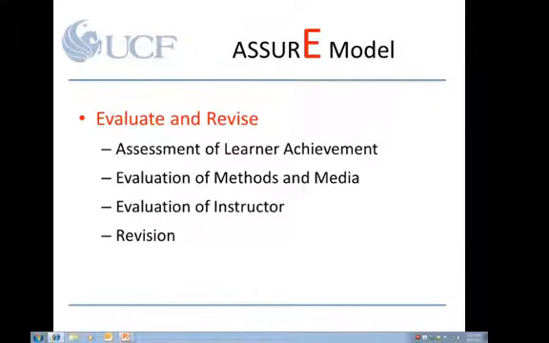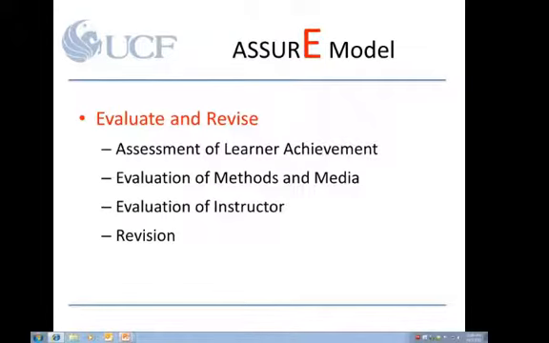And lastly, evaluate and revise. And here we're looking at a variety of issues, such as the assessment of learner achievement. Did they meet the objectives? Evaluation of the methods and the media. So are these instructional methods useful with this audience? Did the media, was it effective? Was it appropriate? Were there any issues that maybe need to be tweaked, etc.? Next is the evaluation of the instructor. So did the instructor do an effective job in implementing the material?